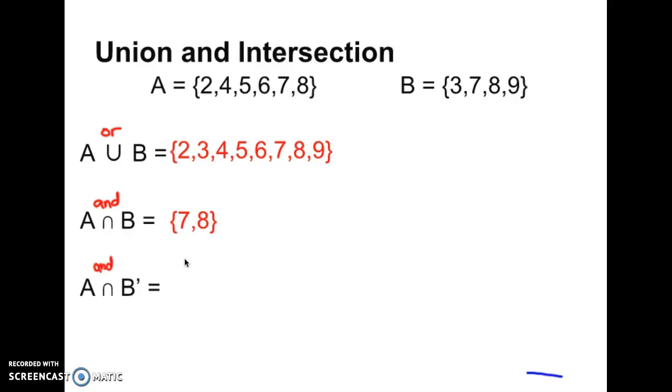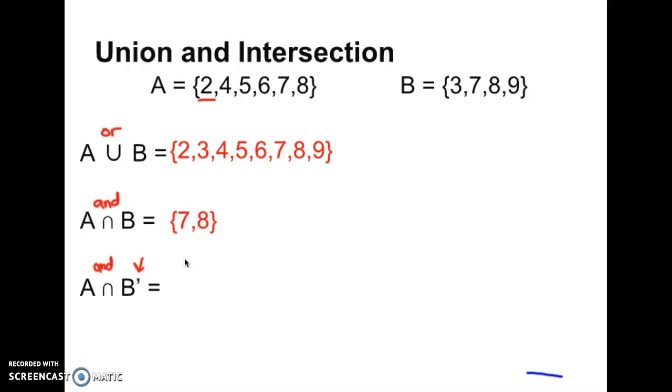And our last one, we're using the word and, but notice this symbol right here. This is saying what numbers are in group A and not in group B. That little symbol means not. So they need to be in A and not in B. If you look, 2 is a number that's in A, and it's not in B, so that should be one of our answers.